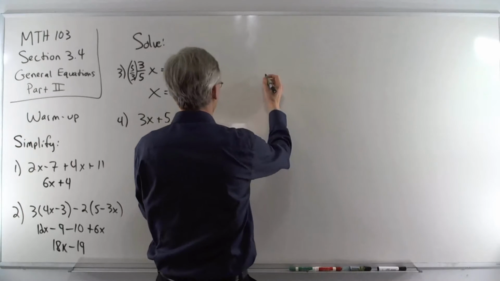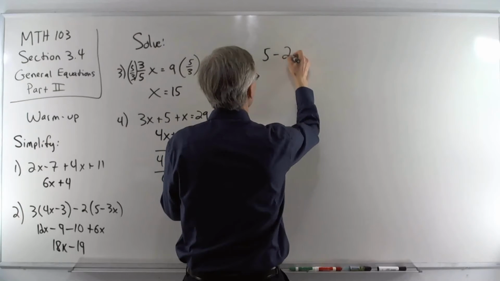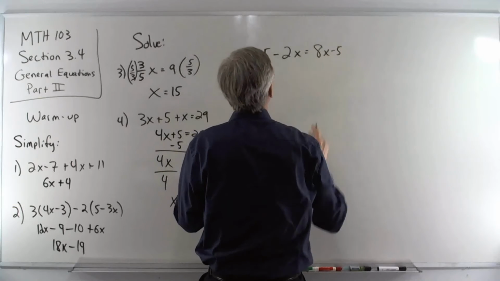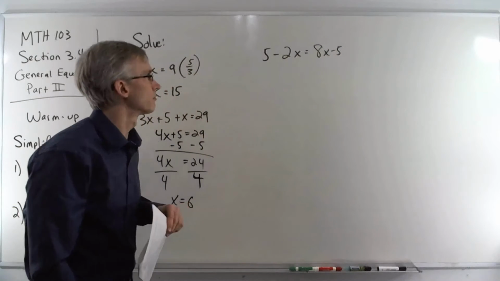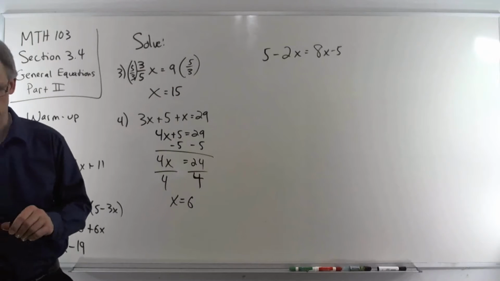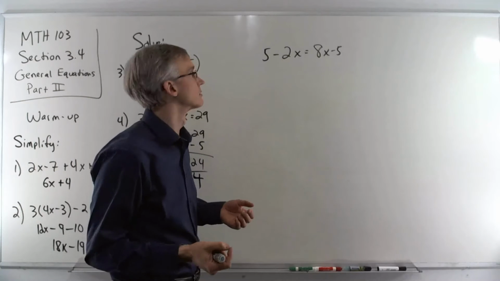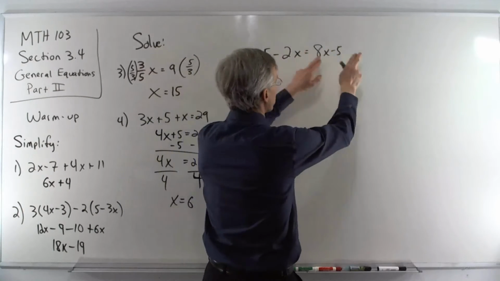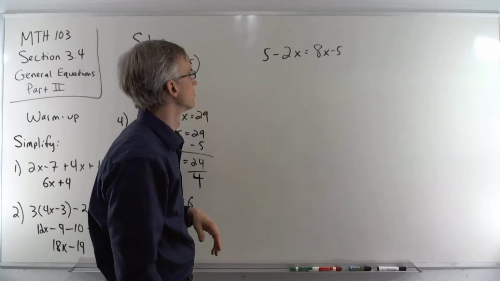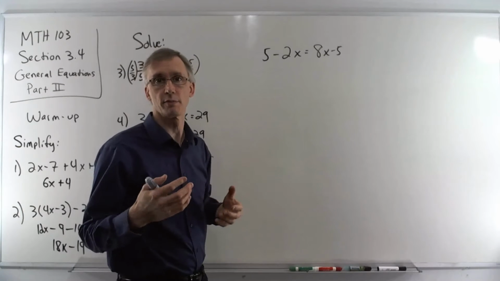First example. Five minus 2x equals 8x plus or minus 5. So we need to pick a side then for the variable parts. We either want to get all the variables to the right or all the variables to the left, and then the opposite for the constants. Well, I like to keep my coefficients on the variables positive.